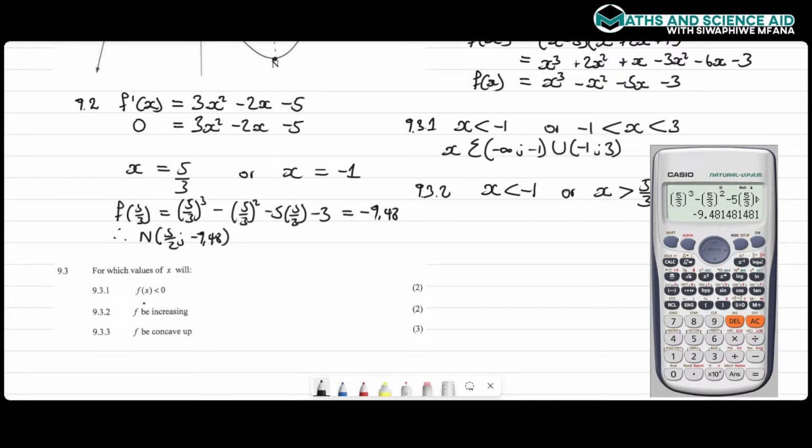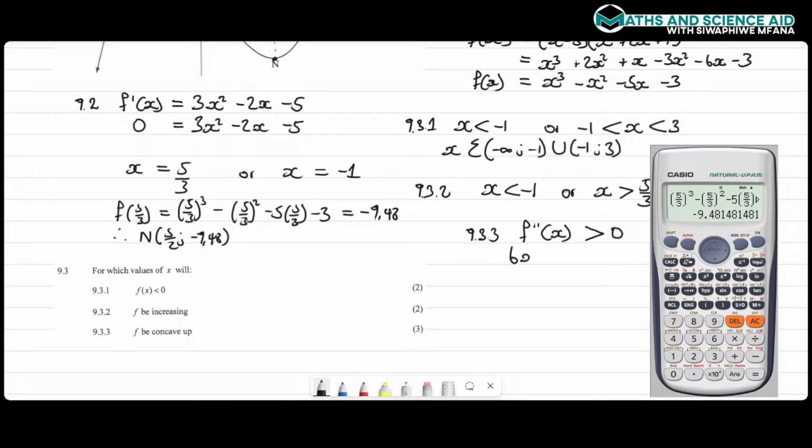Here we need to determine the values of x where f will be concave up. Well, for this one, we do need to do a bit of a calculation. So, as you know, for concavity, we need to work out the second derivative, because if a function is concave up, then it means that the second derivative should be greater than 0, guys. So we need to solve this inequality. So here's our first derivative, as you can see. So let's work out from it the second derivative.